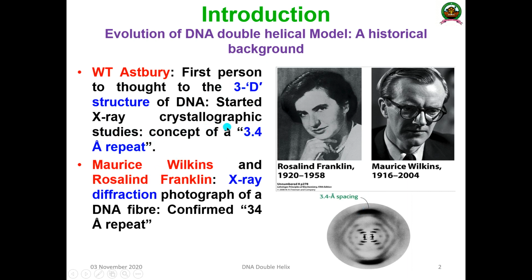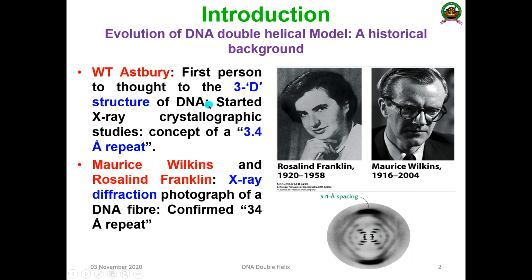Later, as I told in the beginning, the great scientists Rosalind Franklin and Maurice Wilkins continued Astbury's study, and they studied in detail the X-ray crystallography patterns of DNA. They were the first to get X-ray diffraction photographs, as you can see here, of the DNA fiber, and as proposed by Astbury, they could also see this 3.4 angstrom spacing between the strands present in the helical DNA. They confirmed the 3.4 angstrom repeat. That is another important concept they proposed.